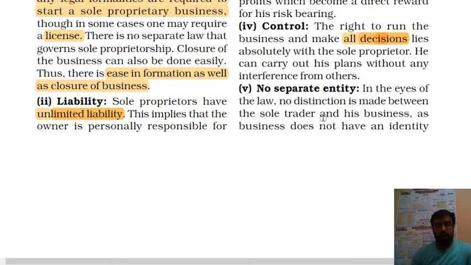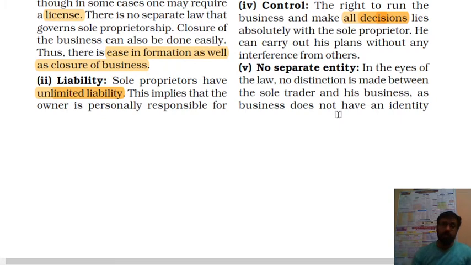No separate entity. Now please understand this point also in detail. See beta, what happens generally, a businessman, like when I talk about a company, some of the things have to be taken here, which we'll be discussing in the later part of the chapter, to make you understand this point. So I will contrast it with a company. So when I talk about a company, in case of a company, there is a separate entity.